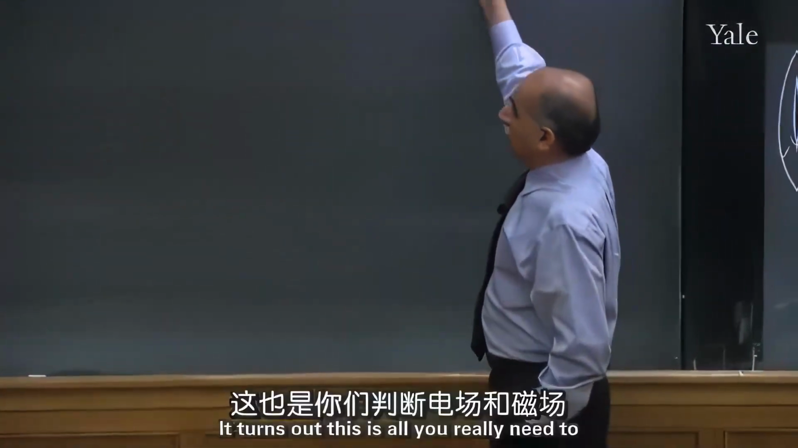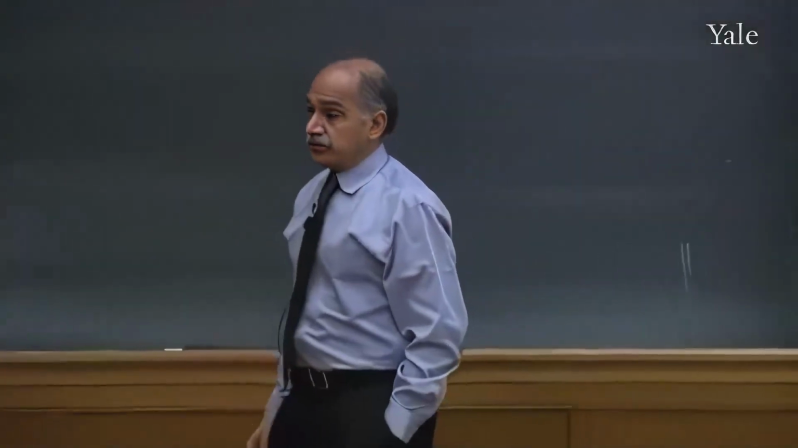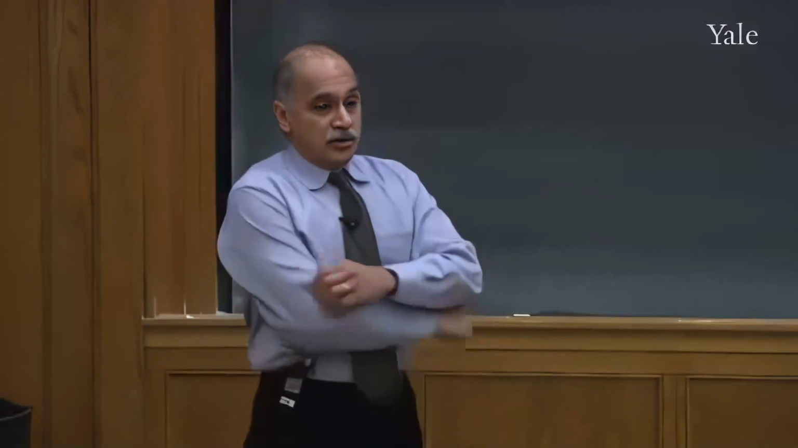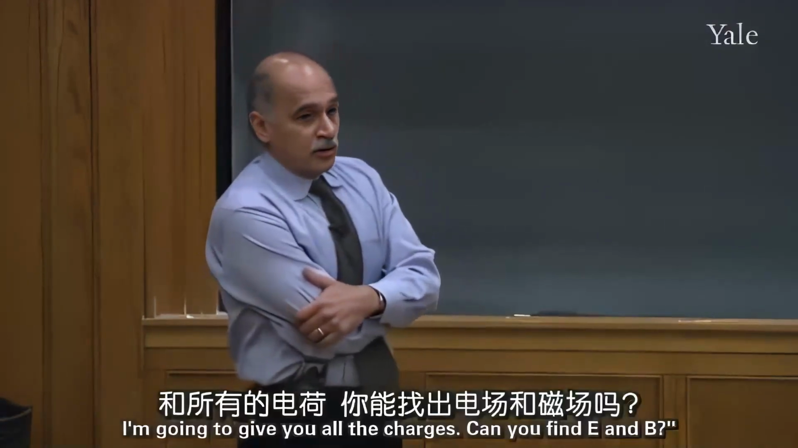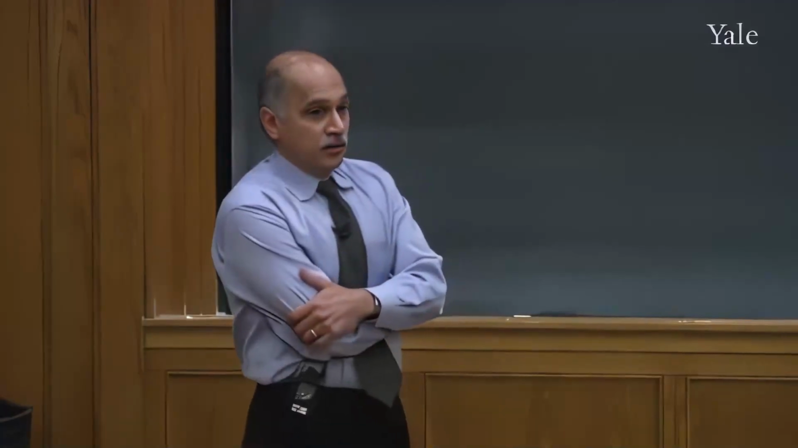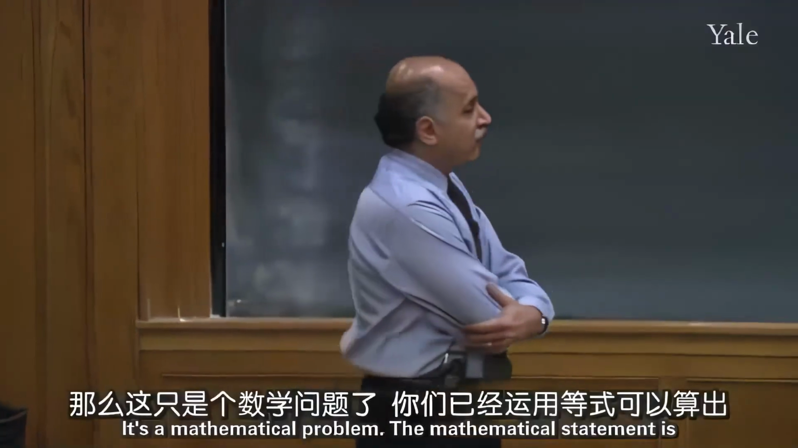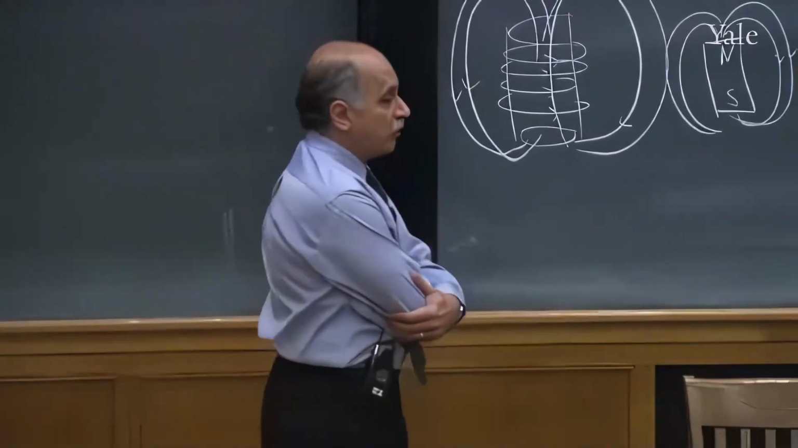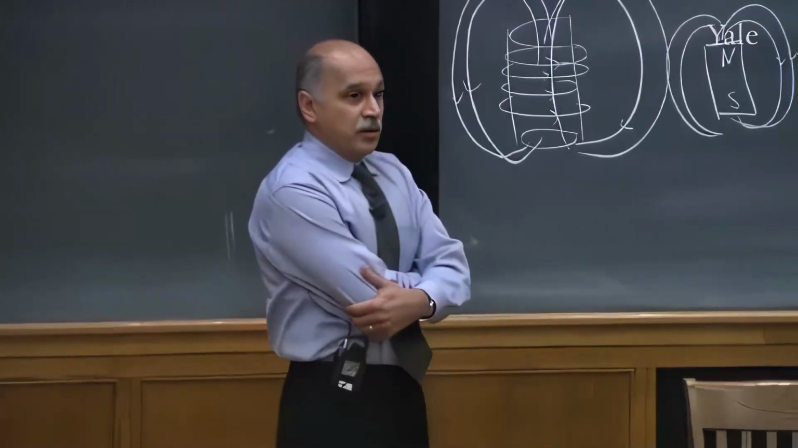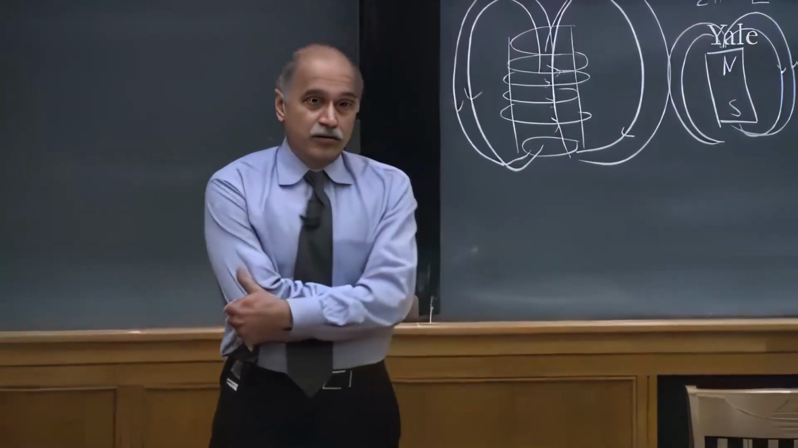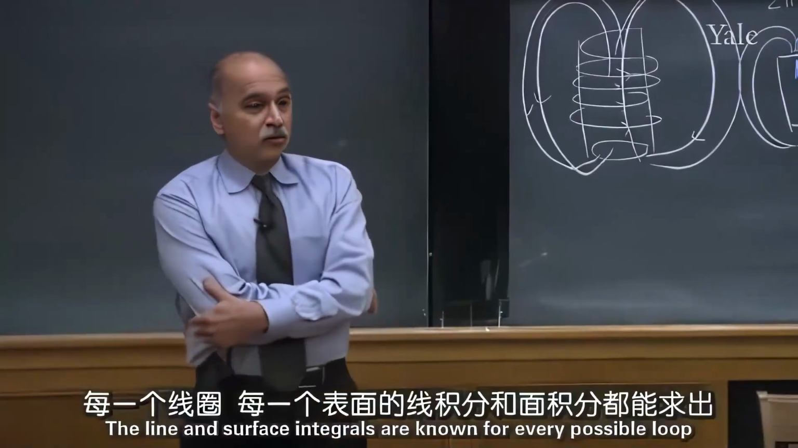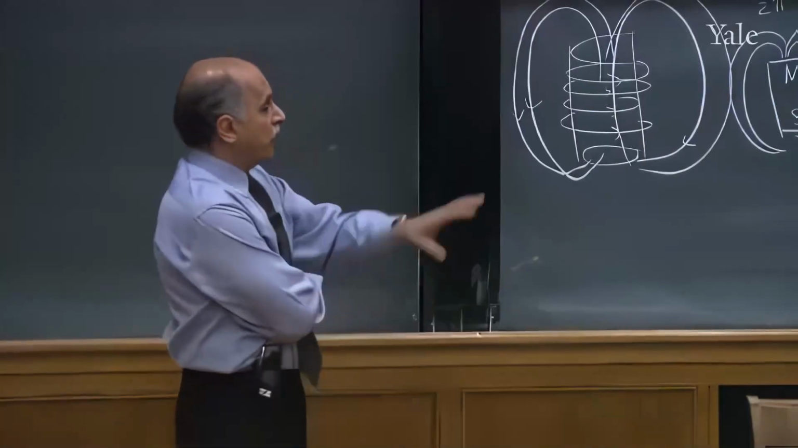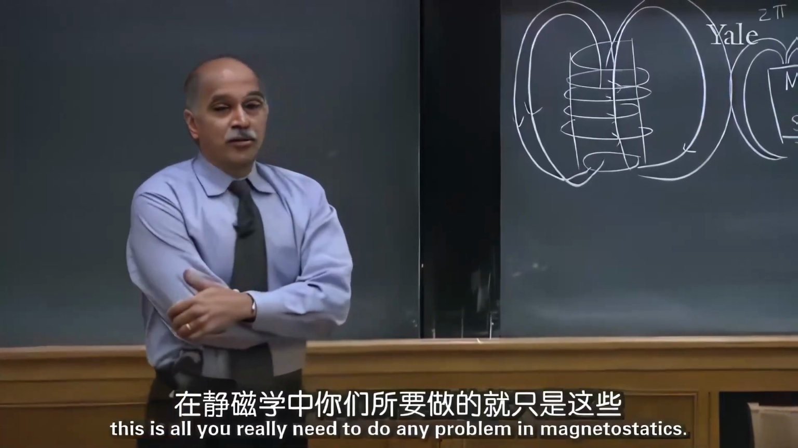It turns out this is all you really need to determine electric and magnetic fields. Suppose someone comes to you and says, I'm going to give you all the currents, I'm going to give you all the charges. Can you find E and B? It's a mathematical problem. And the mathematical statement is that you know the line integral of either field around any loop, and you know the surface integral around any surface. It turns out that's all you need. If the line and surface integrals are known for every possible loop and every possible surface, then the solution is unique. That's why this is all you really need to do any problem in magnetostatics.